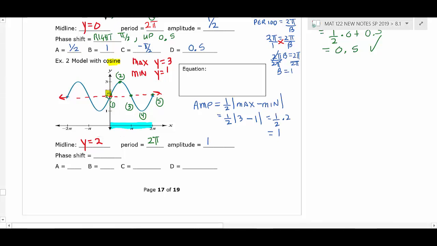See, the other thing you can do on this is this. The distance from the midline to the maximum is the amplitude. Okay, so you can just do that in your head. So that amplitude is equal to 1.